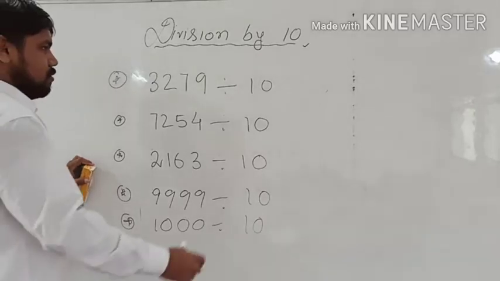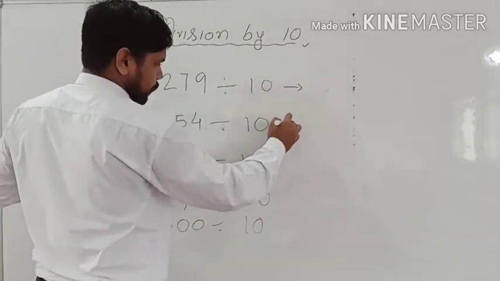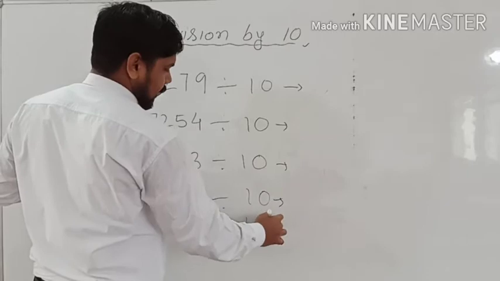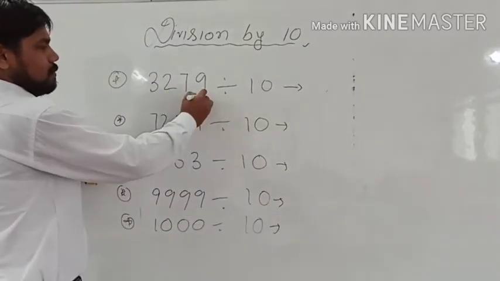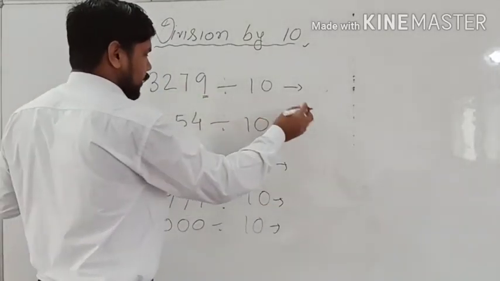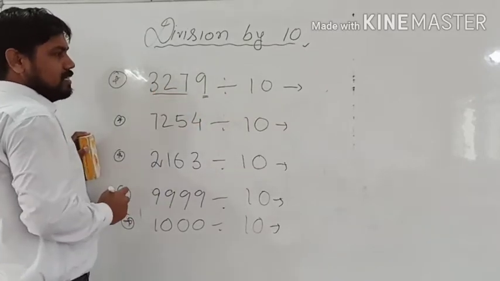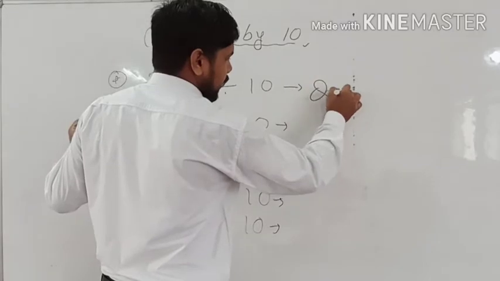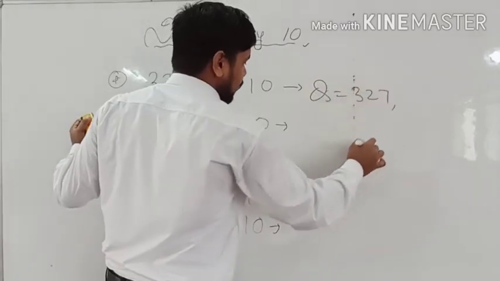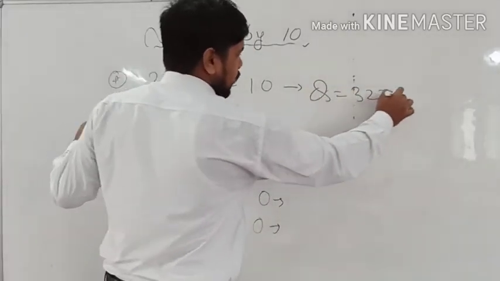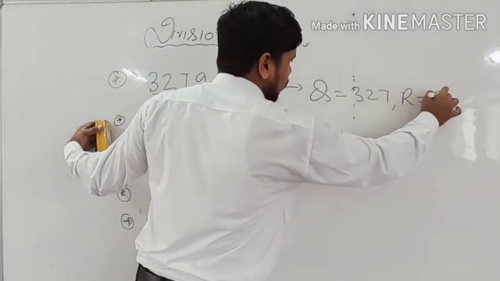Okay. So here, very simply, you can see that in the ones place we have 9. So the remainder will be 9 and the rest of the places give 327. So the quotient will be 327 and the remainder will be 9.